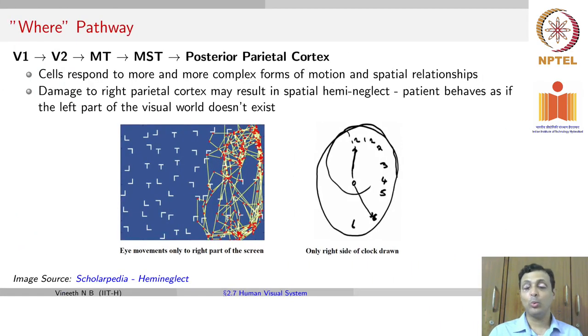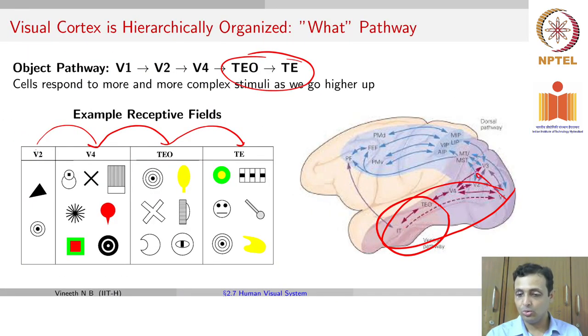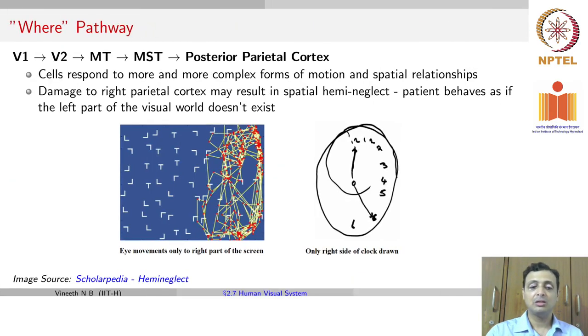On the other hand, the where pathway, you go from V1 to V2 to regions called MST, MT, and what is known as the posterior parietal cortex. So these cells respond to more and more complex forms of motion and spatial relationships, and that's where the where pathway comes into the picture, while the what pathway takes different features and puts them at higher levels of abstraction. The where pathway responds to more complex forms of motion and spatial relationships.